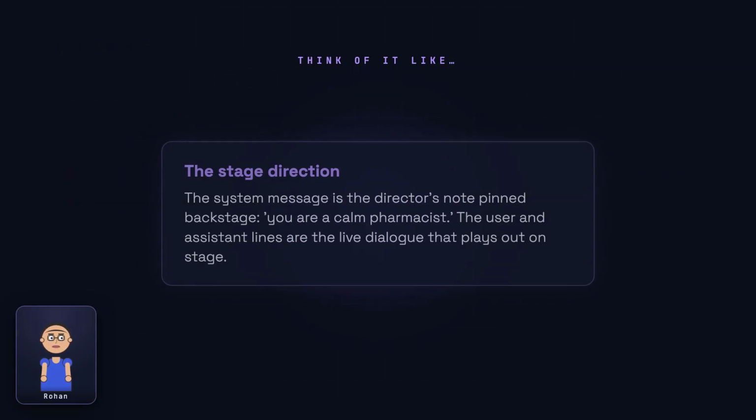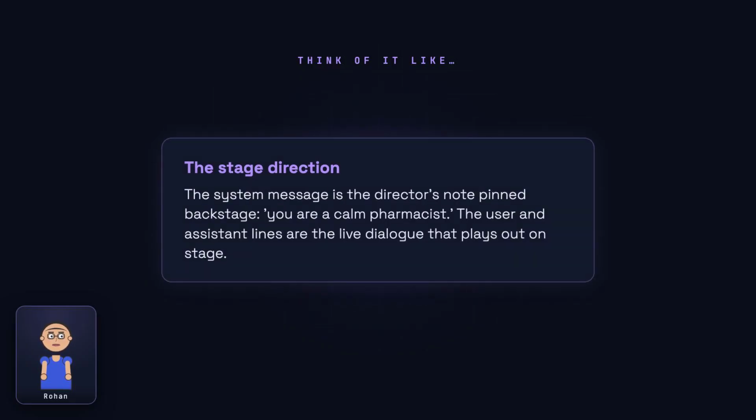Think of a play. Before anyone speaks, the director pins a note backstage describing who the actor is and how they behave. Then the scripted dialogue happens line by line. The system message is that backstage note. The user and assistant turns are the dialogue. Same idea, different labels.